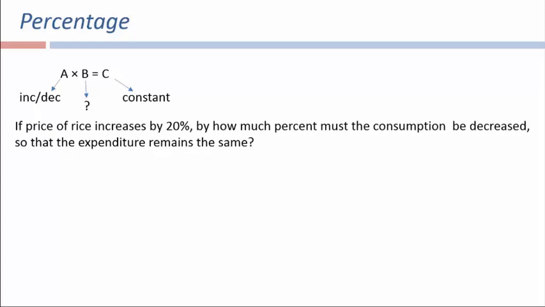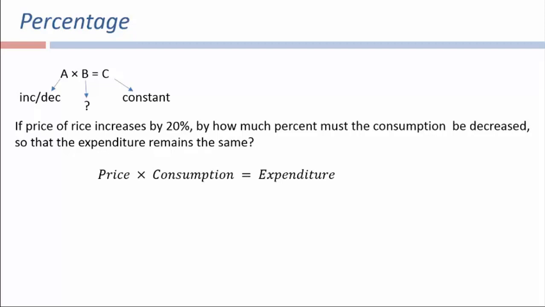The price of rice is increased by 20%. By how much percent must the consumption be decreased? Now this is what happens in a regular household. The price of onion goes up, we reduce the consumption. The price of dal goes up, we take less dal each month. So what is the relation between price, consumption and expenditure? Price into consumption will give us expenditure.